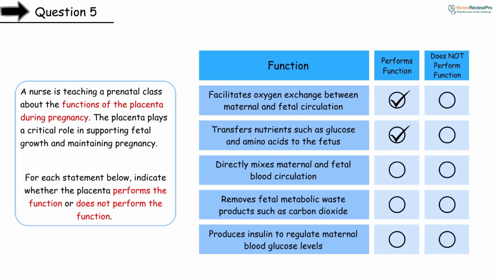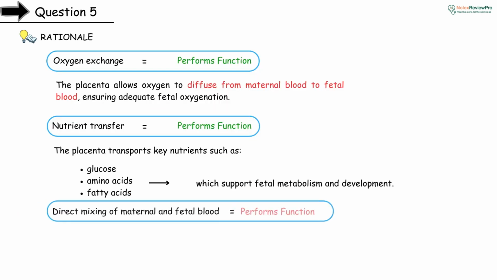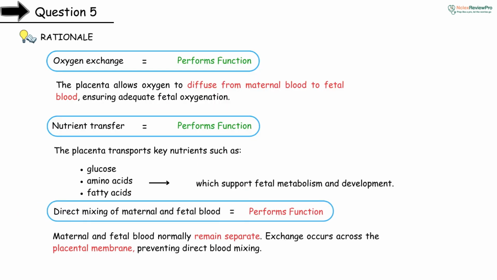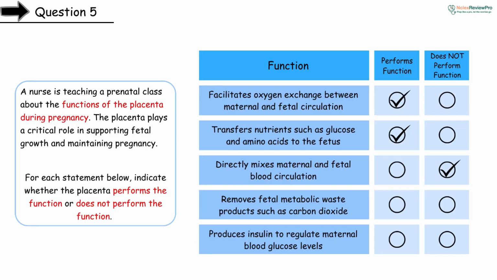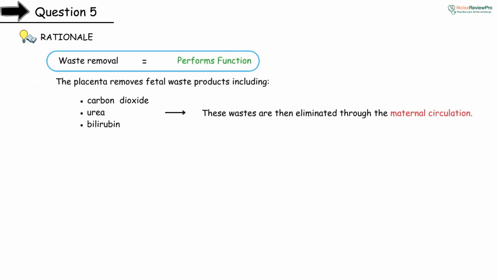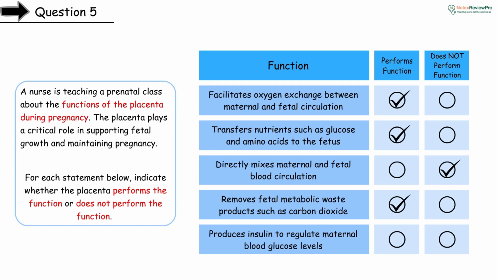Directly mixes maternal and fetal blood circulation. This is incorrect. The placenta does not perform this function. Maternal and fetal blood normally remain separate. Exchange happens across a membrane, not by direct mixing. Removes fetal metabolic waste products such as carbon dioxide. Correct. The placenta does perform this function. Waste products like carbon dioxide, urea, and bilirubin are transferred from the fetus into maternal circulation for elimination. Produces insulin to regulate maternal blood glucose levels.